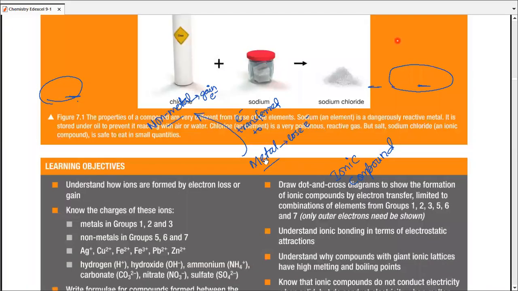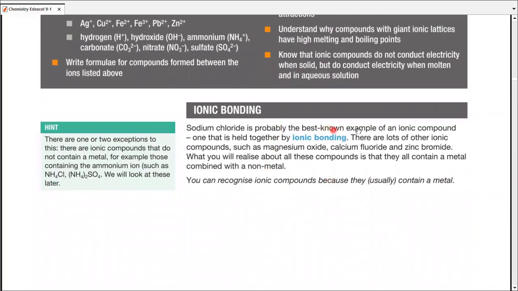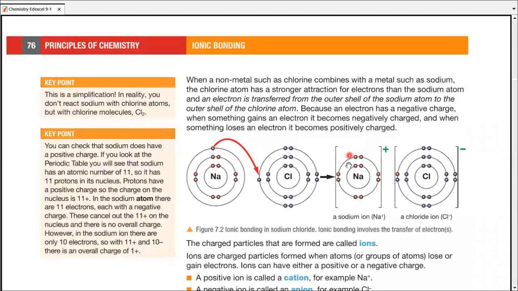Okay, so ionic bonding, best known example, sodium chloride, that is ionic bonding. There are many other examples, but you can recognize ionic bonding because they usually contain a metal and a non-metal. There are a few examples, or you can say exceptions, in which the ionic compound would be made up of all non-metals, but mostly they would be containing metals. These are the only two exceptions at this level that we discussed. There are a couple of others too. Let's stick with these for now.